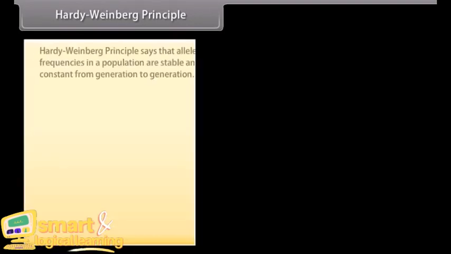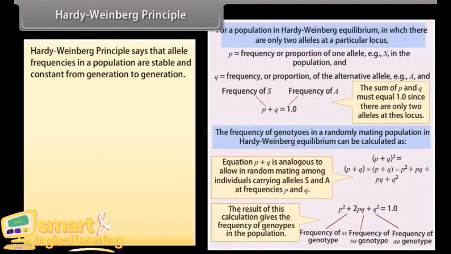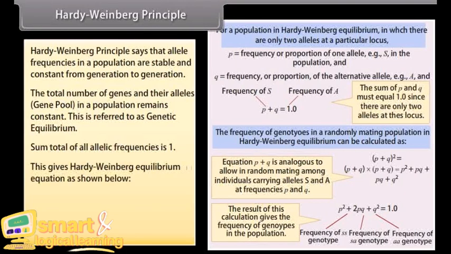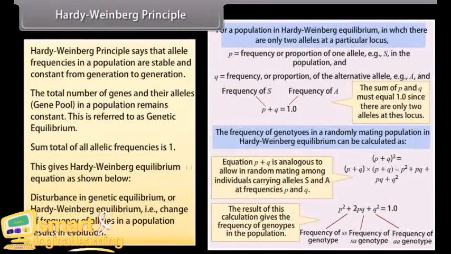Hardy-Weinberg principle. The Hardy-Weinberg principle says that the allele frequencies in a population are stable and constant from generation to generation. The total number of genes and their alleles, that is, the gene pool, in a population remains constant. This is referred to as genetic equilibrium. The sum total of all allelic frequencies is 1. This gives the Hardy-Weinberg equilibrium equation as shown below. Disturbance in genetic equilibrium or Hardy-Weinberg equilibrium, that is, change of frequency of alleles in a population, results in evolution.